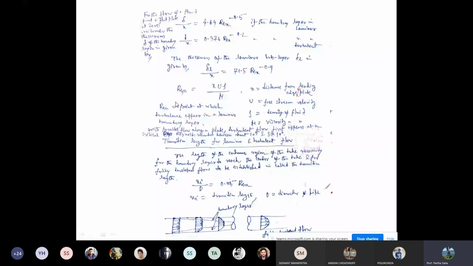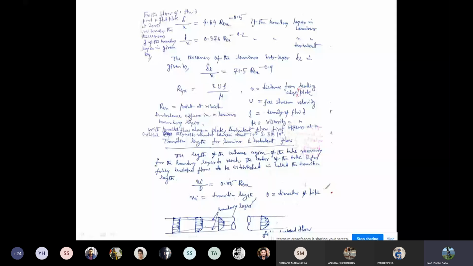What is x v rho by mu? Here x is the distance from the leading edge of the plate. V is the free stream velocity, not the velocity distribution. This is the free stream velocity. Rho is the density and mu is the viscosity. Rex is the point at which turbulence appears in a laminar boundary layer.